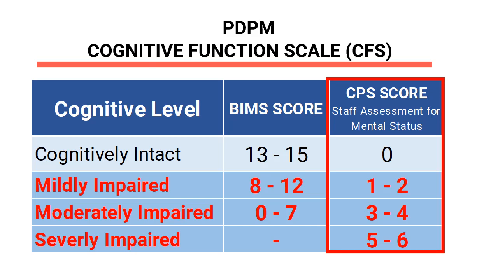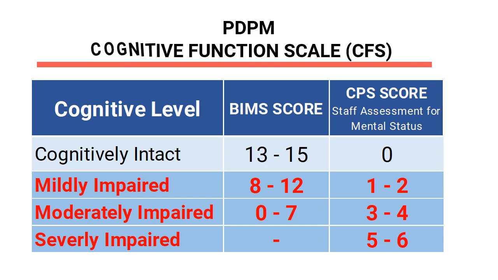The new PDPM cognitive score is based on the Cognitive Function Scale, or CFS. The CFS was developed as a tool to define all residents' cognitive functional status in the nursing home setting. Staff will administer either the BIMS or Staff Assessment for Mental Status to the patient. The resident will then be assigned one of 4 cognitive levels on the Cognitive Function Scale based on the results of the cognitive assessment selected.